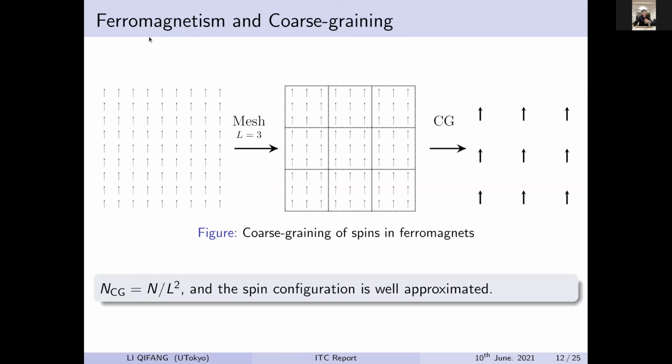And in ferromagnets, we know that under the influence of strong nearest neighbor interactions, the spins are almost parallel to their nearest neighbors. So we can use the coarse-graining models, since all the spins in each grain are almost parallel to each other. So we select a representative spin from each grain, and after the coarse-graining, only n over L^2 independent spins are left. Here, n is the number of spins in the original system, L is the size of the grain. And from this schematic figure, we can see that after the coarse-graining, the spin configuration is still well approximated.